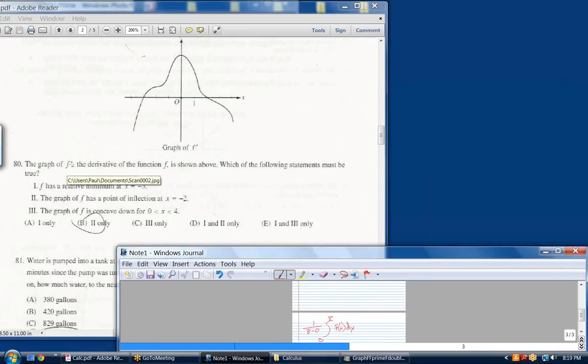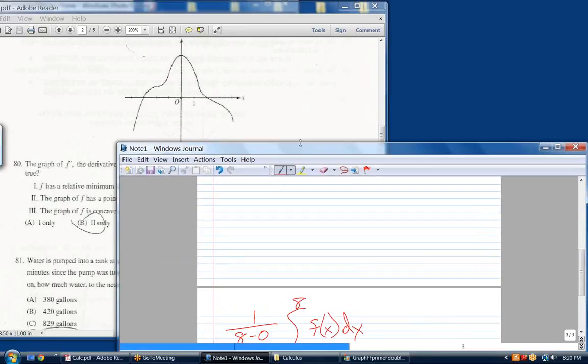The graph of f prime, the derivative of f, is shown here, not f. This is f prime. Which of the following statements must be true? F, the original function, has a relative minimum at x equal minus 3, right there. Is that true or false? That point would either be a maximum or a minimum, but I think it's a maximum. Okay. Or no.